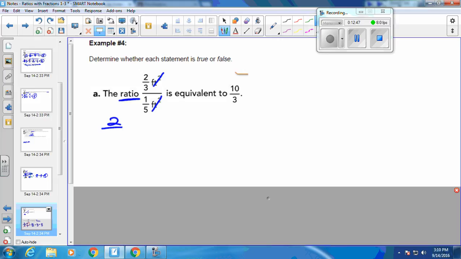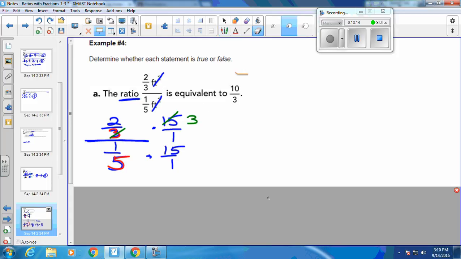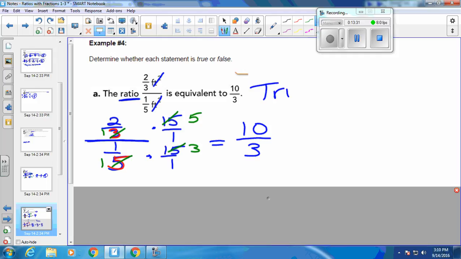I'm going to rewrite 2/3, all divided by 1/5. I'm looking at the 3 and the 5, and I'm trying to decide what is the least common multiple of 3 and 5. And I get 15. That allows me again, 15 divided by 3 gives me 5. 15 divided by 5 gives me 3. I'm left with 2 times 5 is 10, and 1 times 3 is 3, and I get 10/3. Again, remember, we're leaving our answers as an improper fraction. That is a true statement. Both of them are equivalent to 10/3.